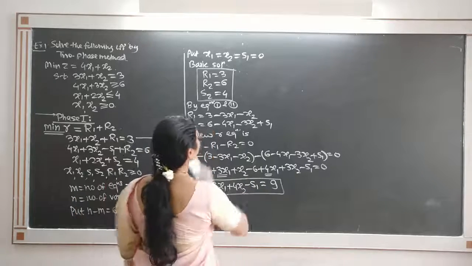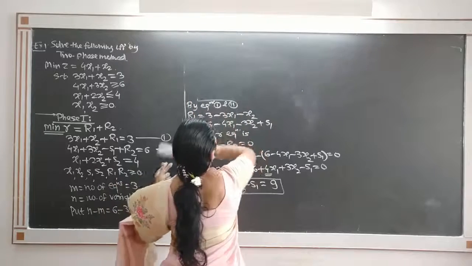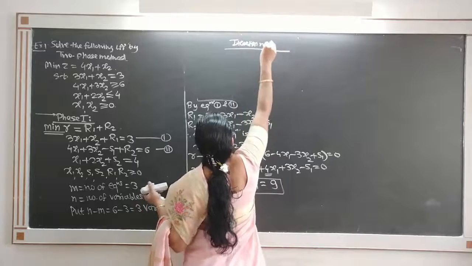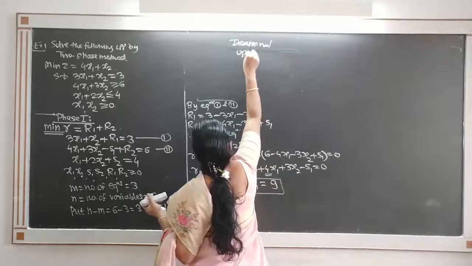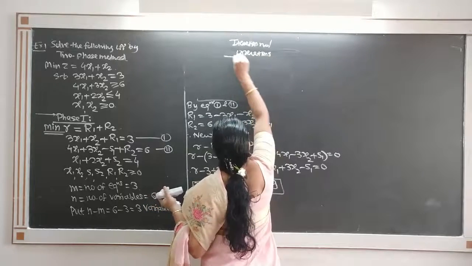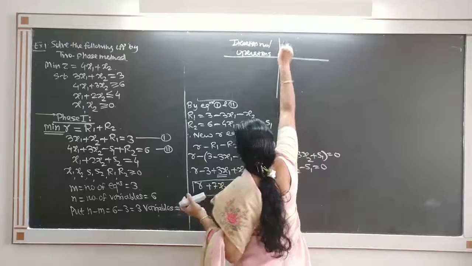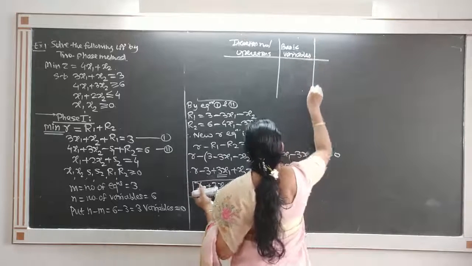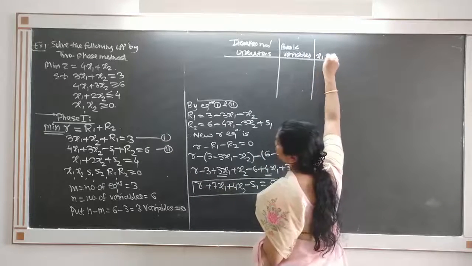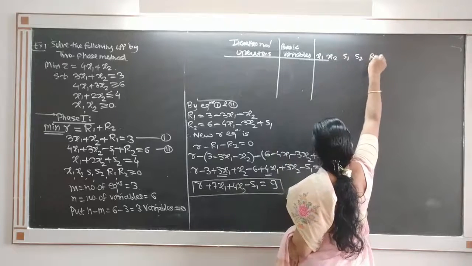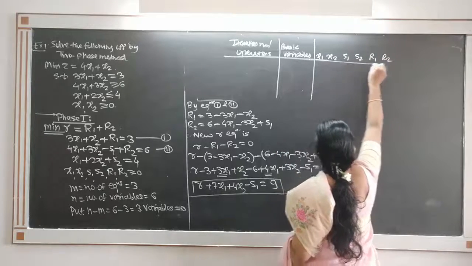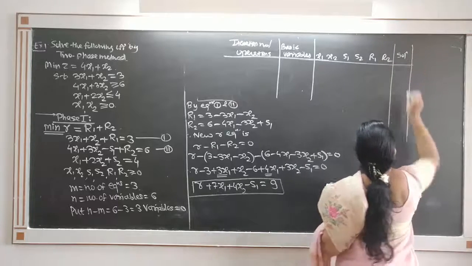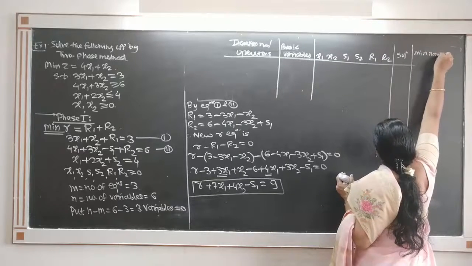Now we consider the simplex table. So iteration number, or we say operations, whatever it may be, basic variables, you consider all the variables, that is x1, x2, s1, s2, r1, r2, solution, and the last column minimum non-negative ratio.